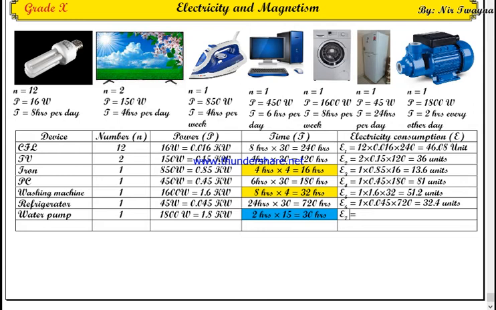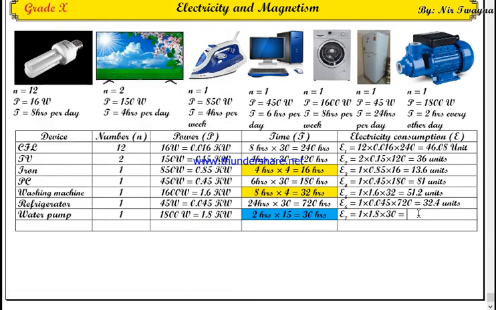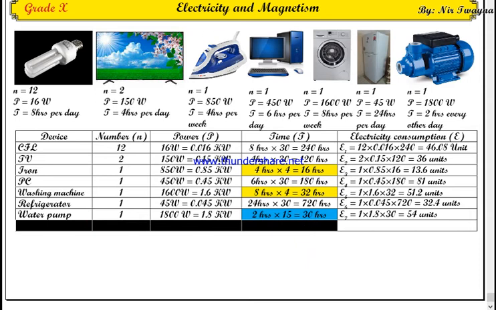E7 equals N1 P 1.8 and T 30. So it will give 1.8 into 30, 54. Understood? So this is the total power consumption by all the devices which are used in that home.